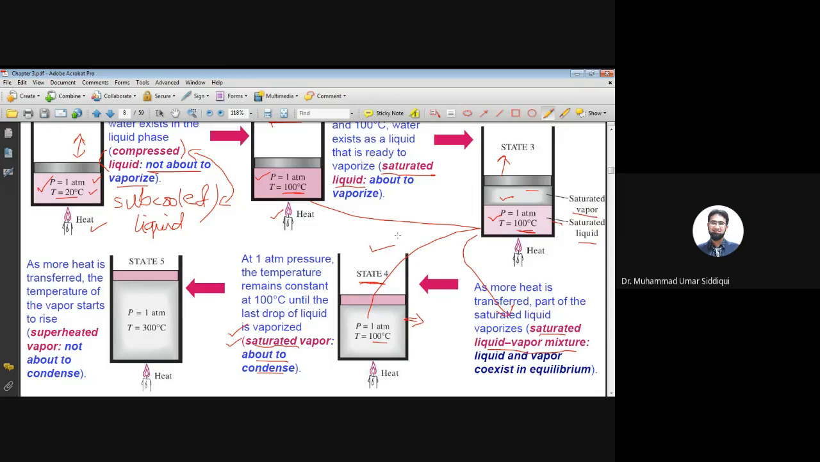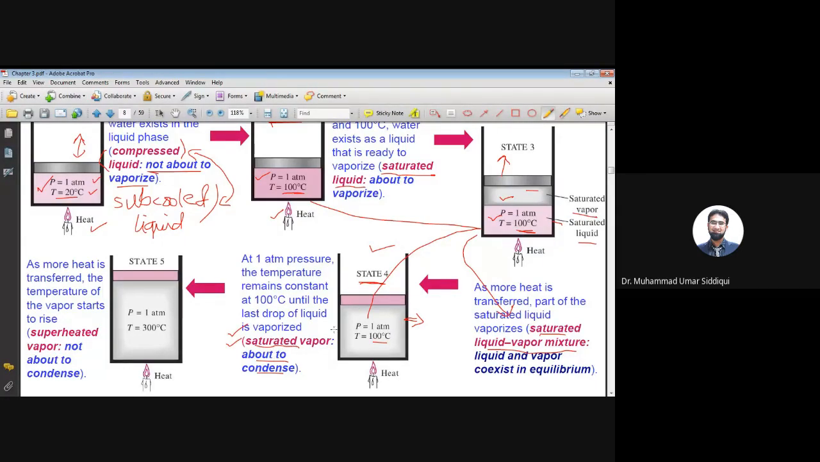So state 2, state 3, state 4, all the three states, we have temperature 100 degrees centigrade. Okay, so that was saturated liquid. Then we have saturated liquid vapor mixture. And then let's say all has been converted into vapor, but it is about to condense. Okay, so this is saturated vapor.